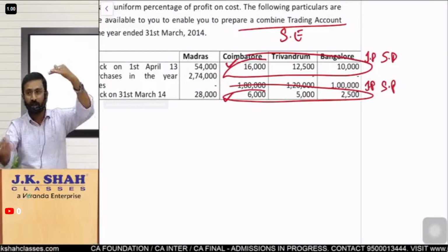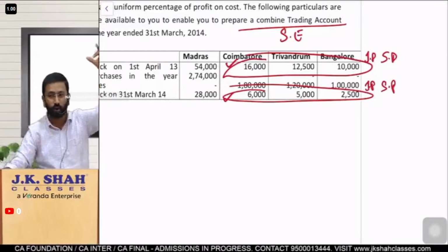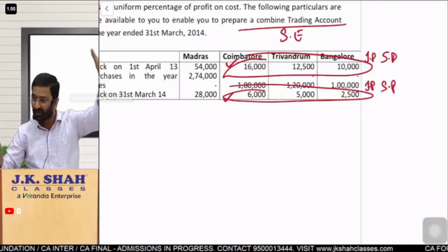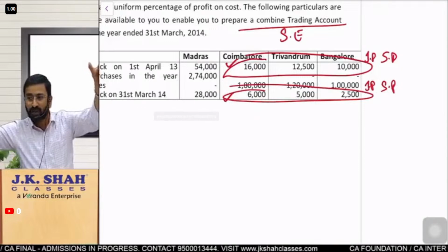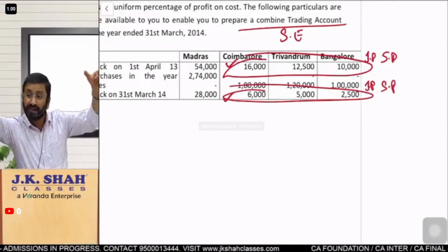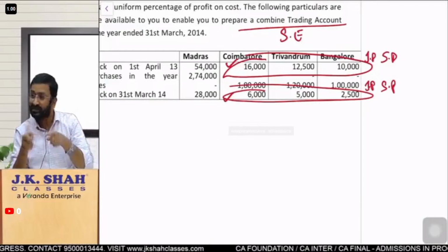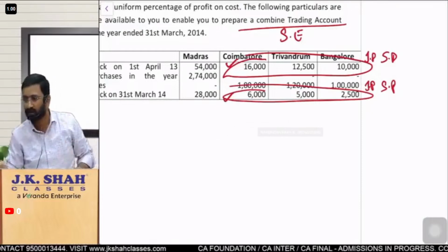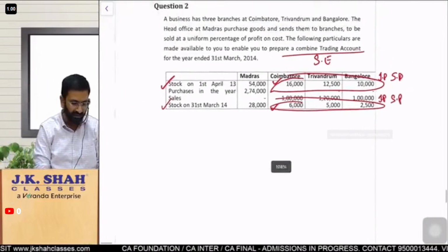Single entry method, you have to prepare which account? Trading account. Trading account, I have to show opening stock and closing stock at cost. But in this question, that opening and closing stock data we would have got from branch and they would have given at invoice price. And in this question, invoice price is equal to selling price because you don't have the freedom to sell at more than that. This much you understood? Now tell me, what is the first thing we need?